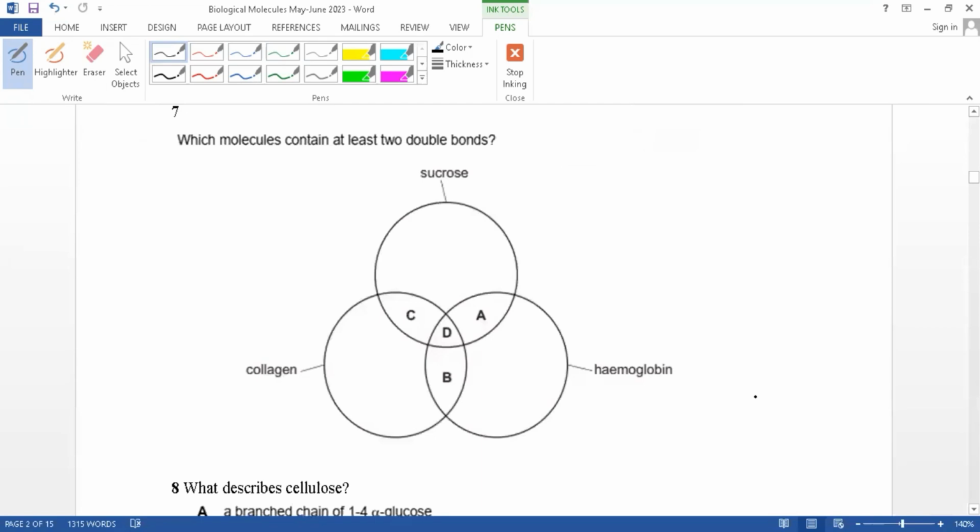Now, if we talk about the next, which molecule contains at least two double bonds? You know, hemoglobin and collagen are made up of amino acids, and remember, this is the structure of an amino acid: R chain, carbon in the center, H over here, and C, and N and H, double bond O and OH. So this is one amino acid.